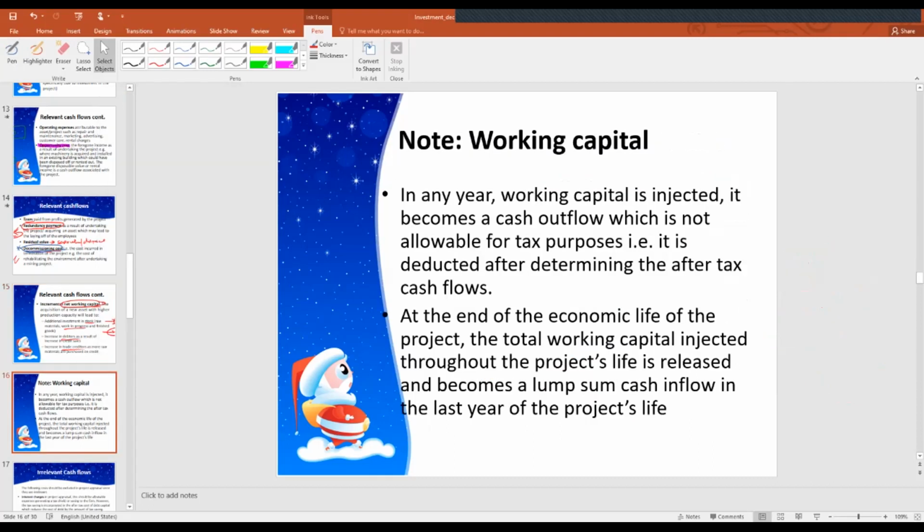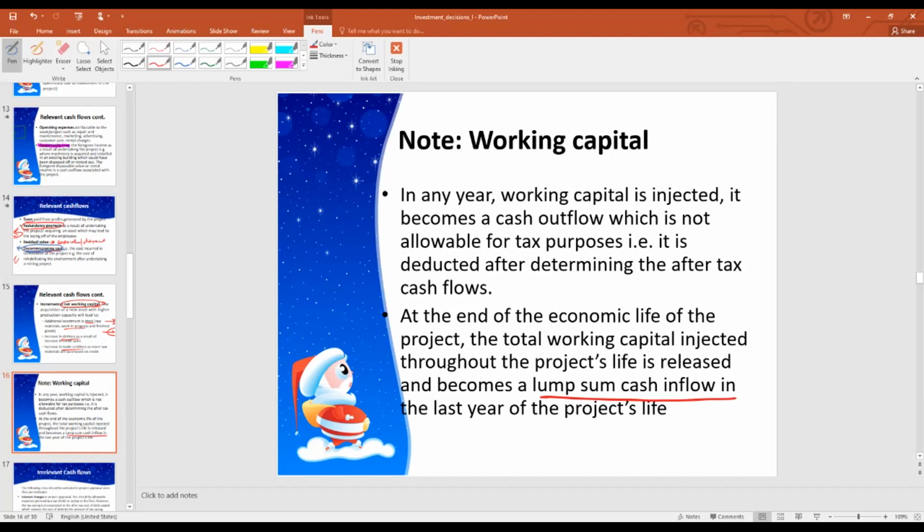So in the year when you inject the capital, that you inject working capital, that's a cash outflow. At the end of the life of the investment, year 2030, what do you do with that stock? You dispose of it, get the money. Therefore it becomes a cash inflow. That's towards working capital. The money that you did invest in the project becomes a cash inflow.